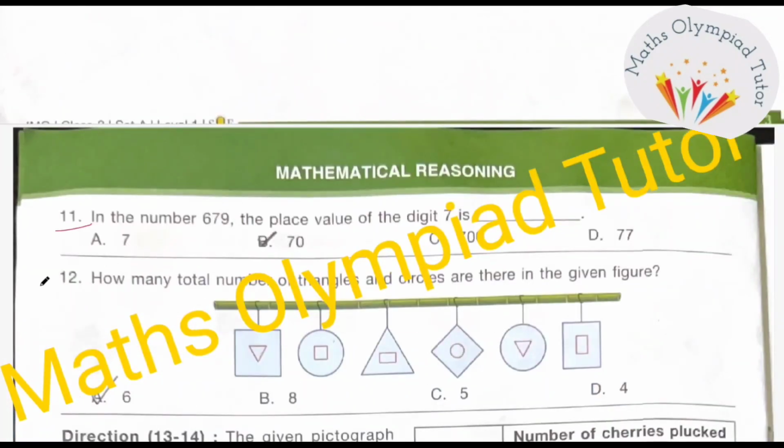Question 11 is in the number 679, the place value of digit 7. We only have to find the place value of digit 7. Digit 7 is at the tens place. So the place value is 70, which is here.